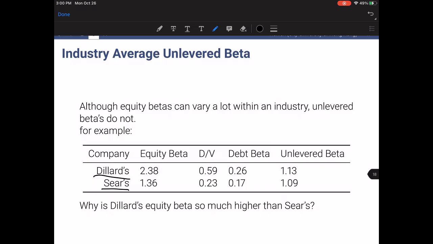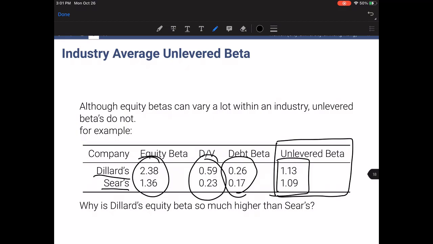If you notice, one thing is that despite being in the same industry, they have widely different equity betas, right? And that seems to be correlated with their capital structure. So remember, D over V stands for debt to firm value. Their debt betas look quite similar. And what we notice is that their unlevered betas, however, seem very close. So this final column makes the most sense. Unlevered beta makes sense because Dillard's and Sears operate within the same industry, so averaging the unlevered beta makes sense.